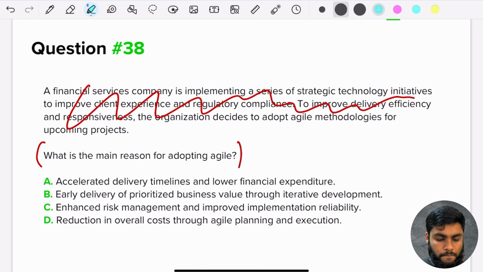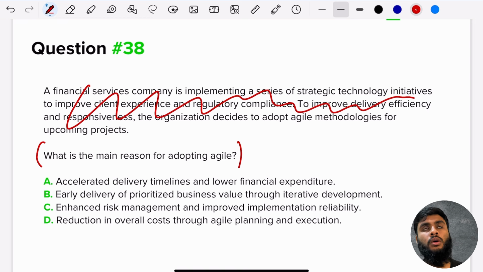So what we're going to do is eliminate the answers. Accelerate delivery timelines and lower financial expenditure. Not necessarily, right? I don't think these answers are going to contradict any of our principles. However, sometimes you might have an Agile project that's more expensive. A lot of times you might have that because with predictive, you can easily predict. You can know that, you know what, we've done this project so many times, it's going to be roughly this much. It's going to take roughly this long.